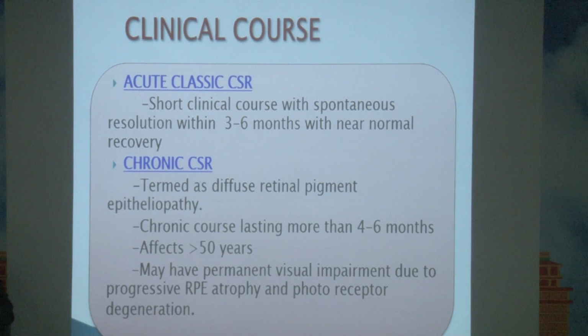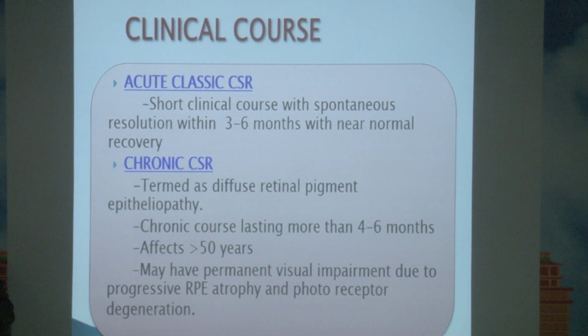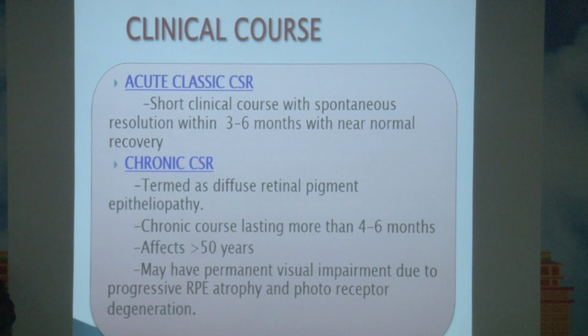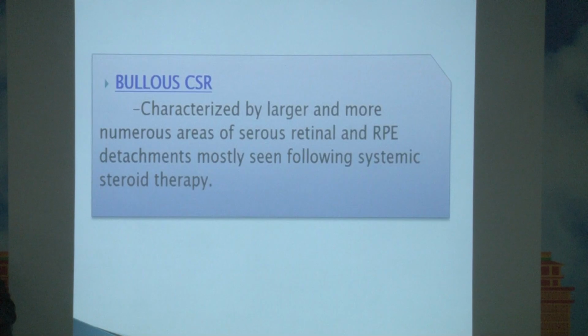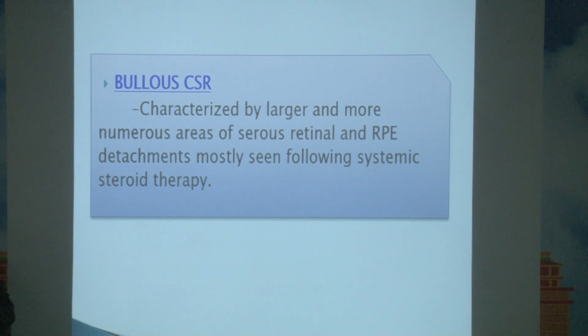Clinical course: it resolves on its own within 3 to 6 months without any treatment, only assurance. However, recurrence is very common. It's usually a bilateral disease: one eye is affected, cured, and it goes to the other eye. The chronic course sometimes lasts more than 4 to 6 months, affects males more than 50 years old, and may cause permanent visual impairment due to progressive RPE atrophy. Sometimes a large bullous CSR can be seen in the macular area, very commonly following systemic steroid therapy.